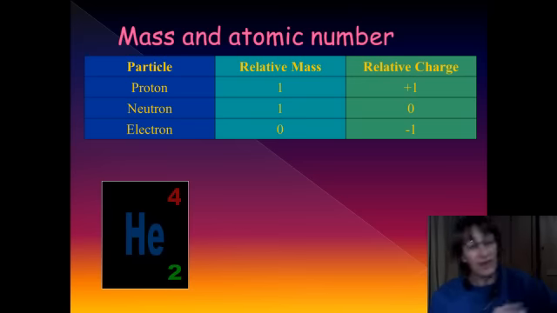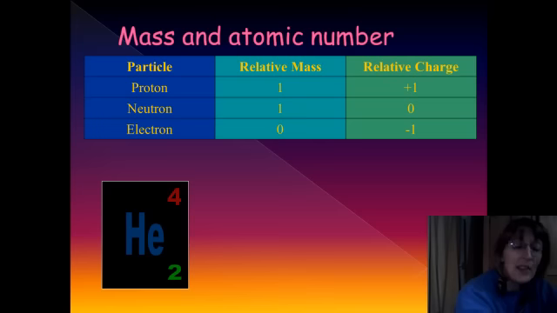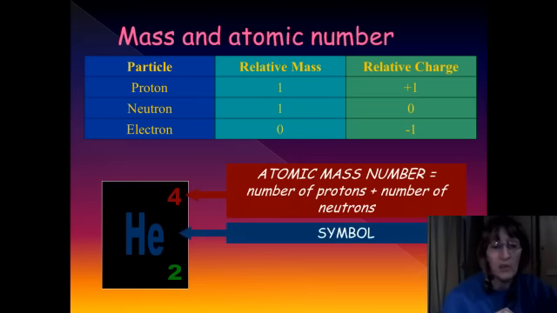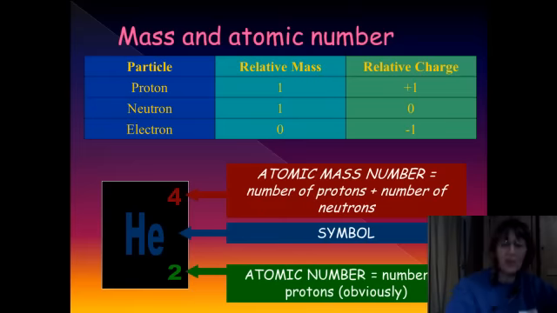So here we have a little square from the periodic table, and it's got 2 numbers on it. In this case, the number at the top is the mass number, and the number at the bottom is the atomic number. The mass number, or atomic mass number, is the number of protons plus neutrons, with the symbol in the middle. And then we have the atomic number, which is just the number of protons. So at the top, we had protons plus neutrons. So if we have 2 protons, how many neutrons are there?